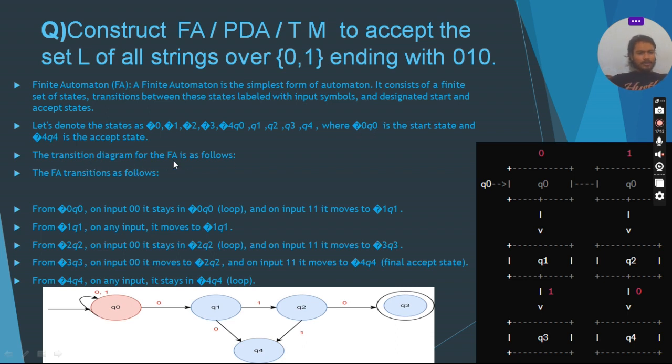So the transition for the FA is as follows. The transition diagram is this. The FA transition follows from here to here. From Q0, if the input is 0, it comes to Q1. If it gets a 0, it goes to the Q1 process. If it gets a 1, it goes for the 0 1 0 property.